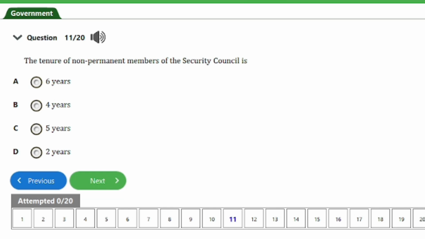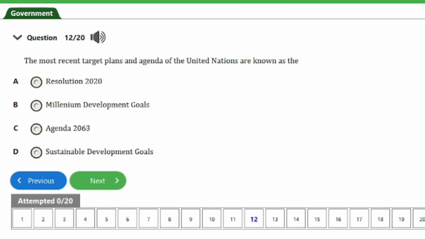So let's head on to the next one, guys. Here we have question number 12. It says, the most recent target plan and agenda of the United Nations are known as the A, Resolution 2020, B, Millennium Development Goals, C, Agenda 2063, D, Sustainable Development Goals. So guys, the answer to this question is option D here, that's Sustainable Development Goals.